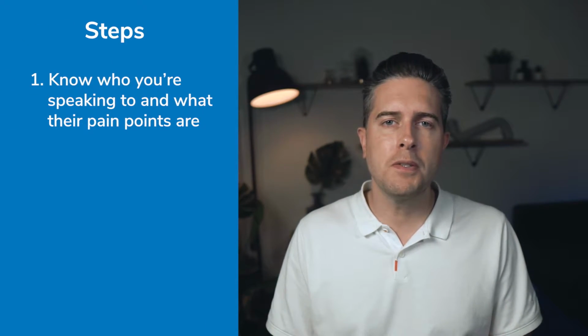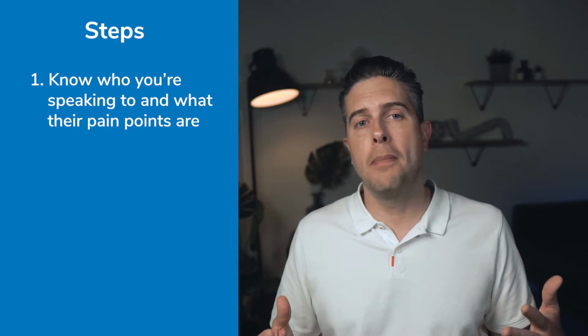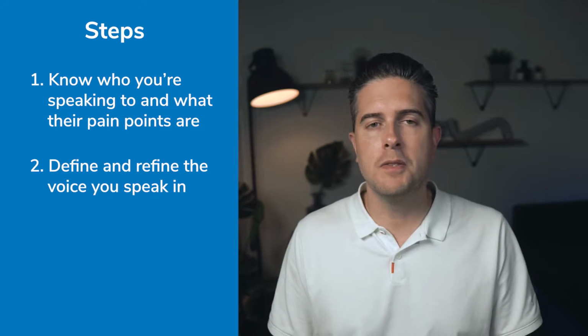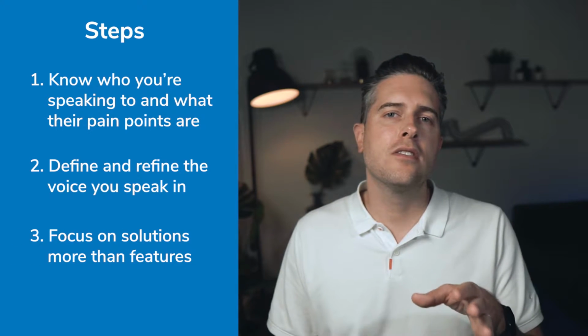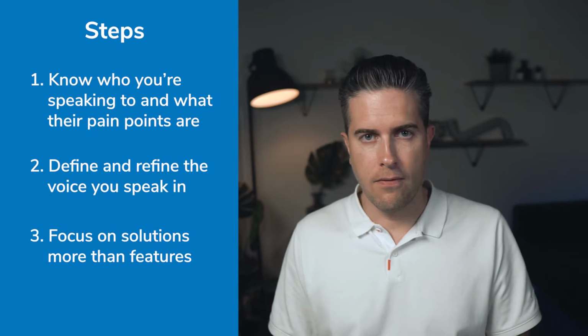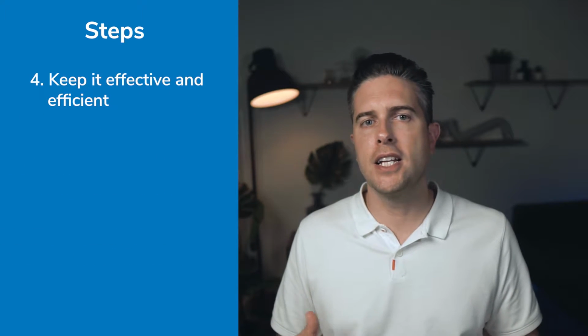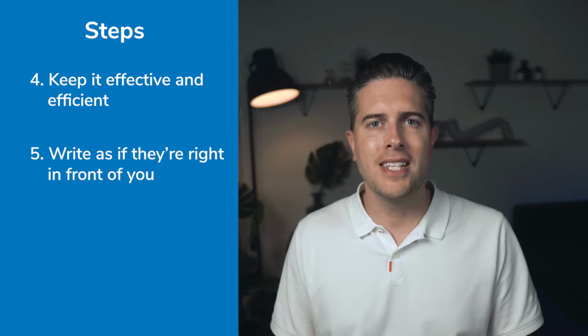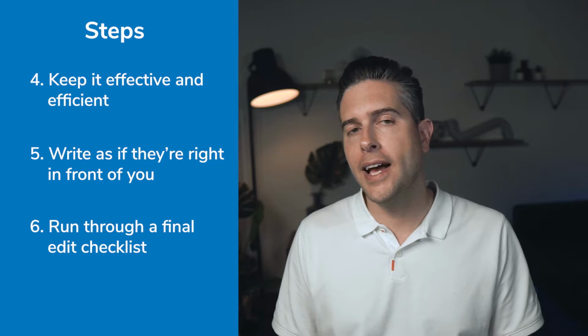All right, so you have your rough outline. Now what? You're going to use that information about your customer, brand, and product to fill it in. Here are the steps you'll need to take to do that. First is know who you are speaking to and what their pain points are. The second is define and refine the voice you speak in. Third is focus on solutions more than features. Fourth, keep it effective and efficient. Fifth, write as if they were right in front of you. And six, run through a final edit checklist.